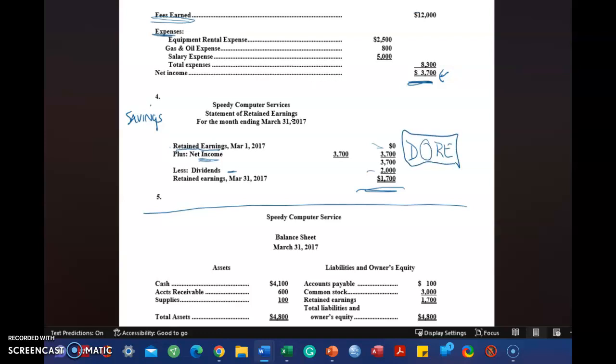So we don't have the I, the investments. That looks like DORE now, doesn't it? Let's get rid of that. That's confusing. So we're missing the I. So how do we get that in there? On the balance sheet. Let me show you.